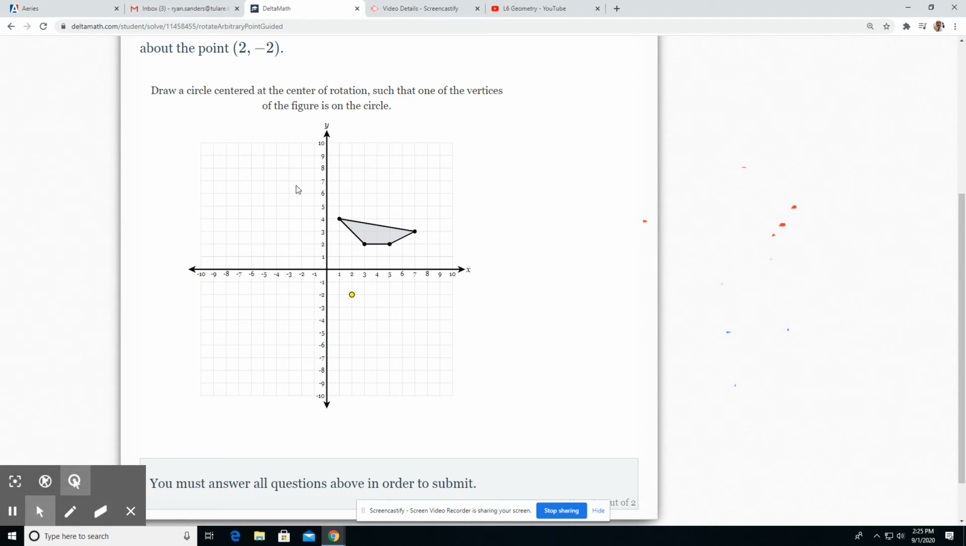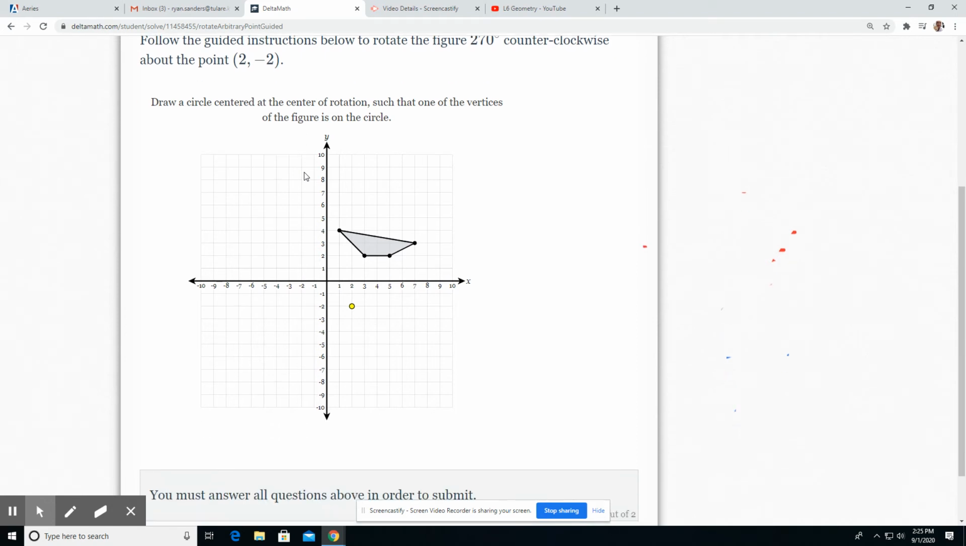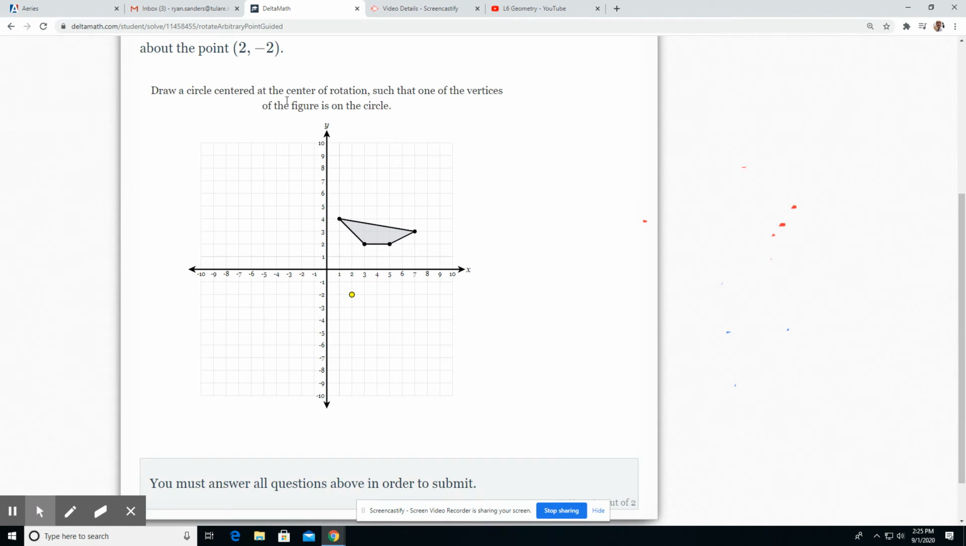So follow the guided instructions below to rotate the figure 270 degrees counterclockwise around the point (2, -2). All right, draw a circle centered at the center of rotation such that one of the vertices or corners is on the circle. So there it is. I've hit that corner right there. Click and draw a line through the yellow circle. So draw a line through the yellow circle. I like touching each point. I touch that point, click and drag, touch that point.